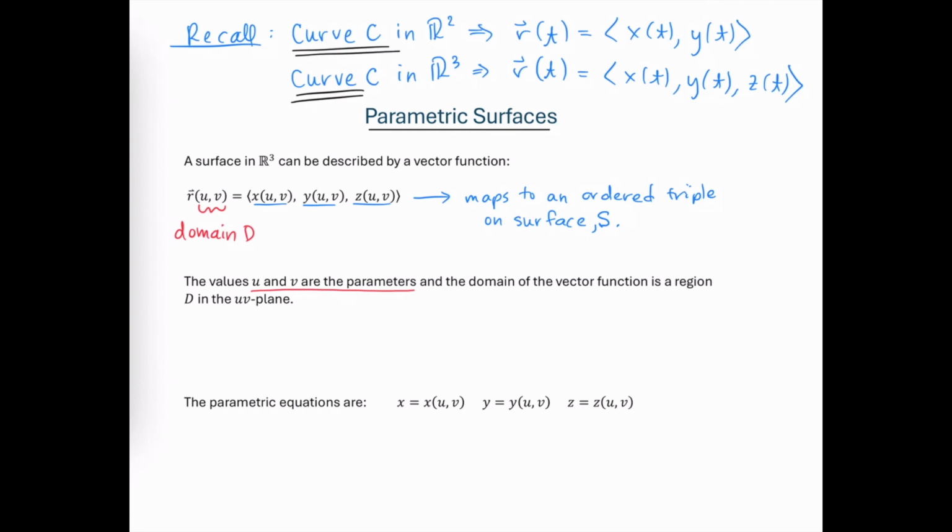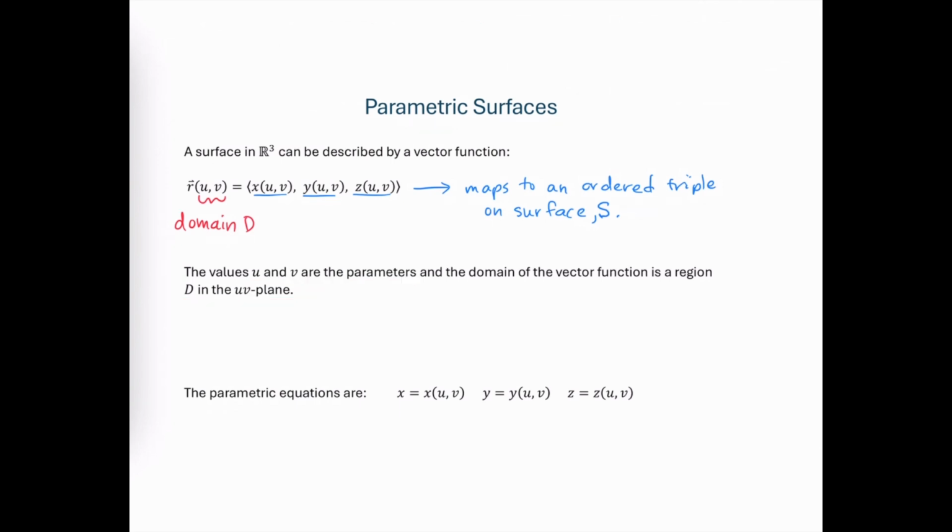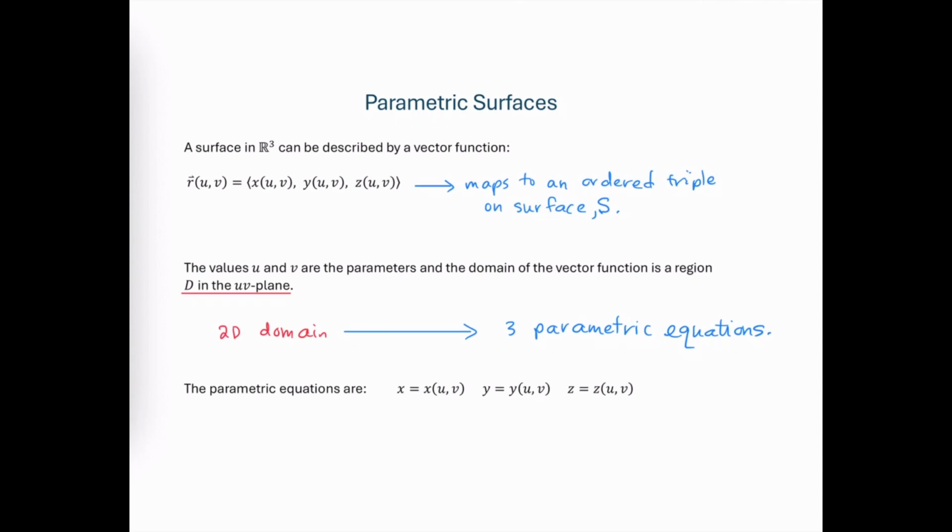The possibilities for the u and v values that are the parameters are going to make up that domain region in some two-dimensional uv plane. So when we parameterize a surface, we have a two-dimensional domain that maps to a surface with three dependent variables, each of which is represented by a parametric equation. And similar to what we've seen before, that surface can be expressed as a vector-valued function, but we can also just focus in on the parametric equations themselves.